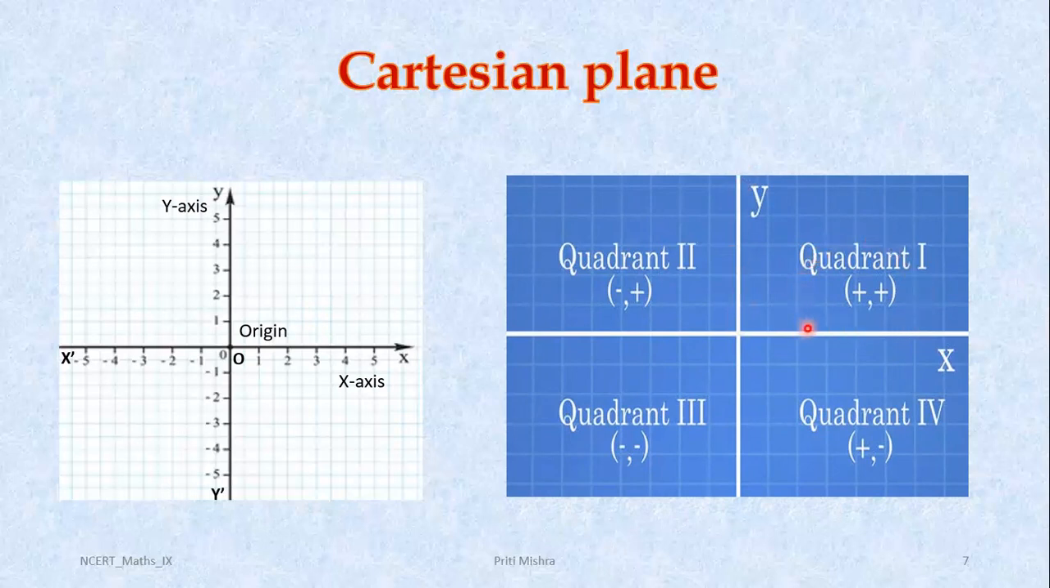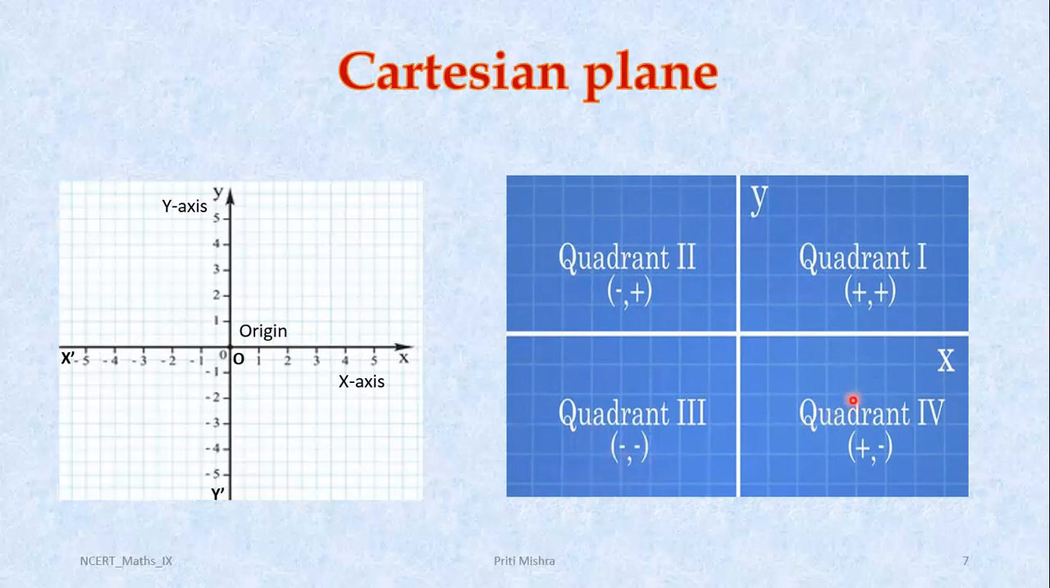That's why each and every point here will have the plus sign convention, meaning all the points will be positive only. And the second quadrant is enclosed by the negative x-axis and positive y-axis. That's why each point here will have the sign convention minus plus. And in the third quadrant, you can see this is enclosed by the negative x-axis and the negative y-axis. So all the points will have the sign convention minus minus.